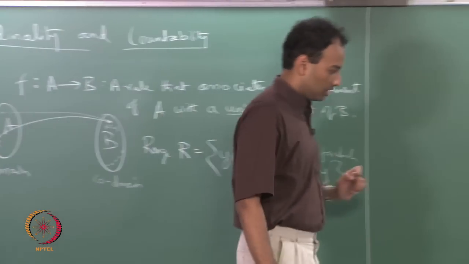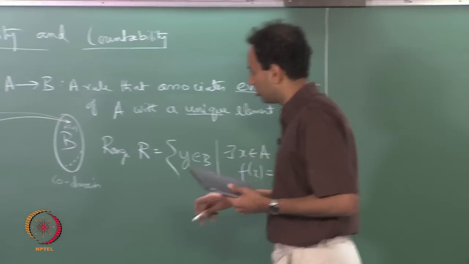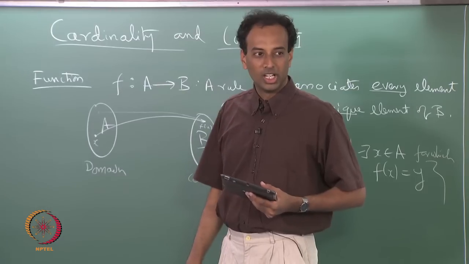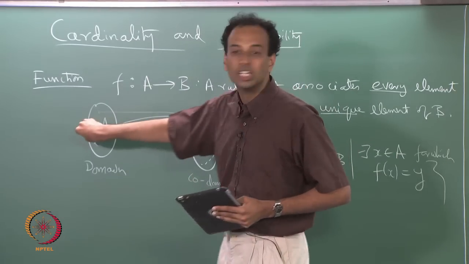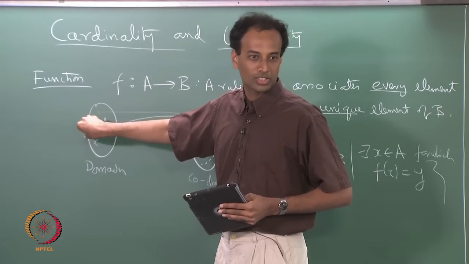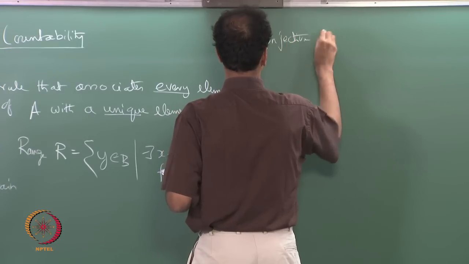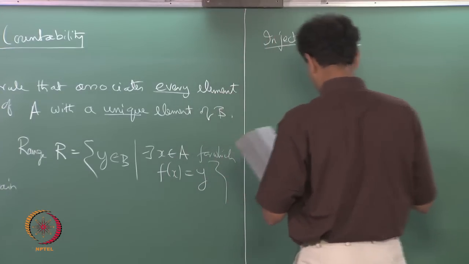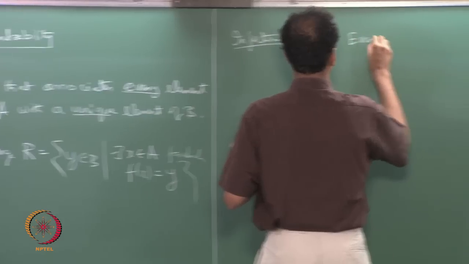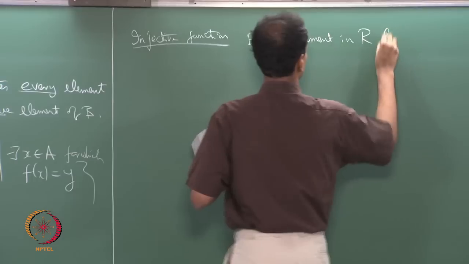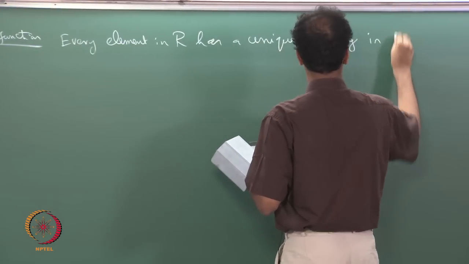Now there are a few more specific kinds of functions which will also be of interest to us. Remember I told you there could be multiple elements in A mapping to the same element in B for a function. A function for which that does not happen, for which every point in the range has a unique pre-image, is called a one-to-one function or an injective function. So, every element in R has a unique pre-image in A.